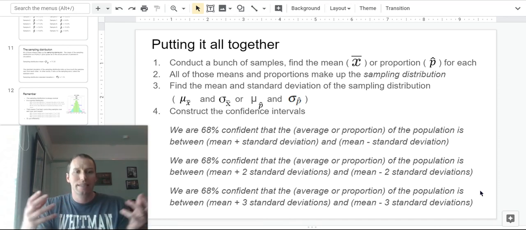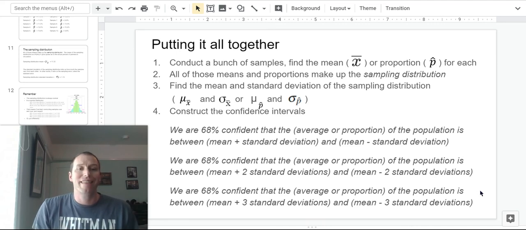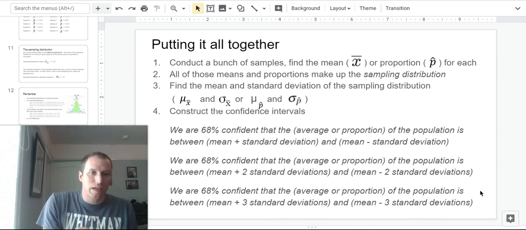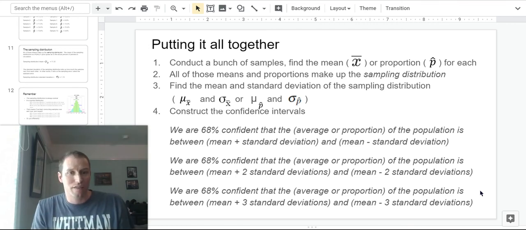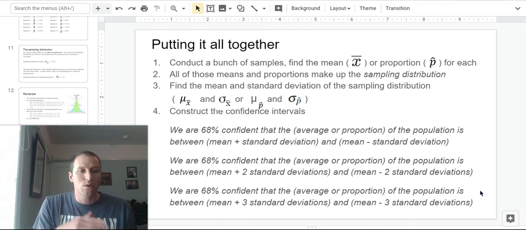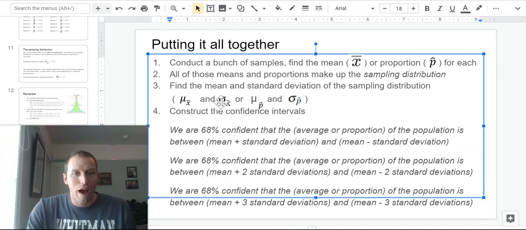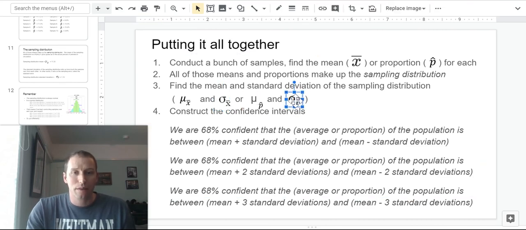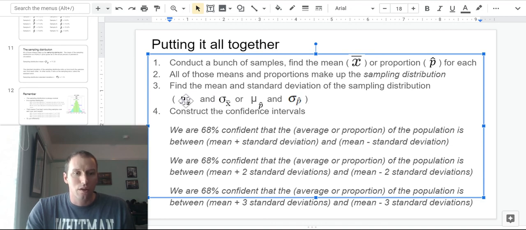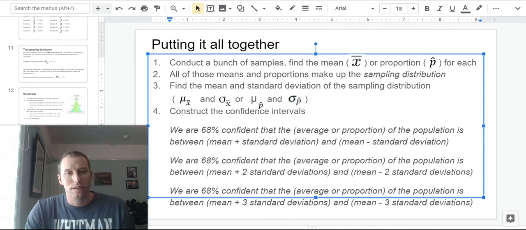You take that big set of means or that big set of proportions, we call that the sampling distribution. That group of means or that group of proportions is now our data set to analyze. We take that group of means or proportions, and we find its mean and its standard deviation. If it's numerical data, that's mu sub x bar and sigma sub x bar, respectively. If we're talking about categorical data, that's mu sub p hat and sigma sub p hat, respectively. Numerical is sub x bar, categorical is sub p hat.